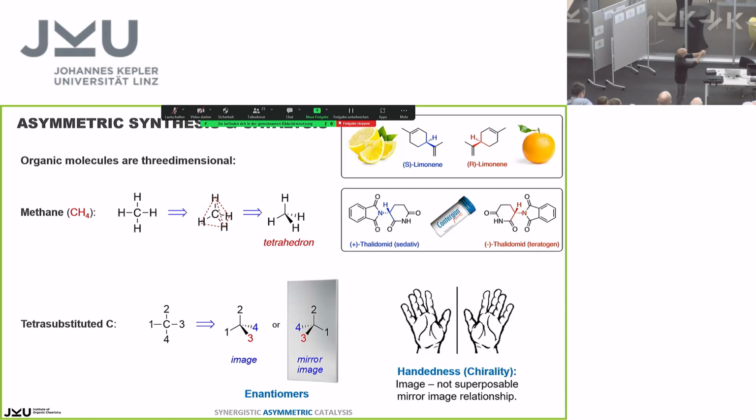This orientation in space gives you the classical lemon-type flavor. This one gives you an orange-type flavor. So in this case, it's just a different flavor. But of course, it can be even more dramatic when it comes to pharmaceuticals. And what you see here is thalidomide. Thalidomide was a drug brought to the market in the 1950s and 60s against morning sickness of pregnant women.